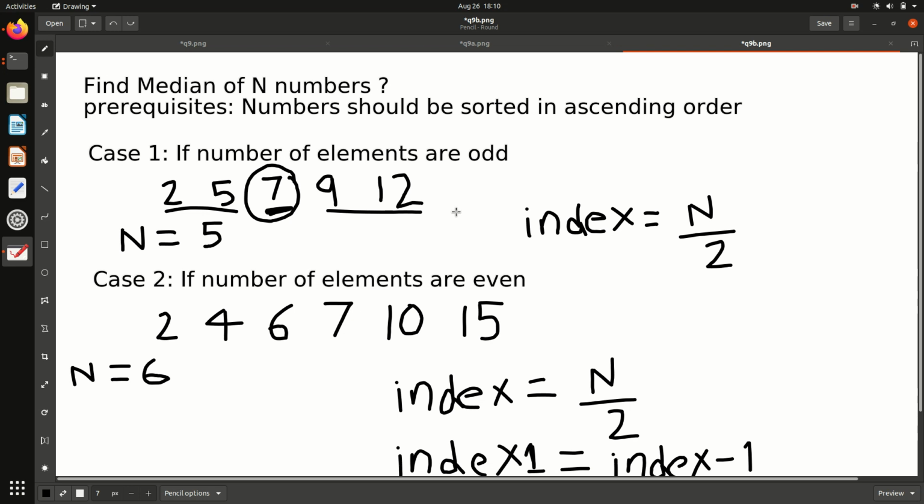So for odd numbers it is very simple. But how will we code this? How will we get this index? There is directly a formula, n by 2. The moment you do n by 2, you will get this index.